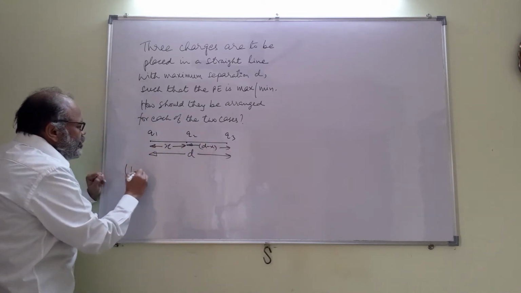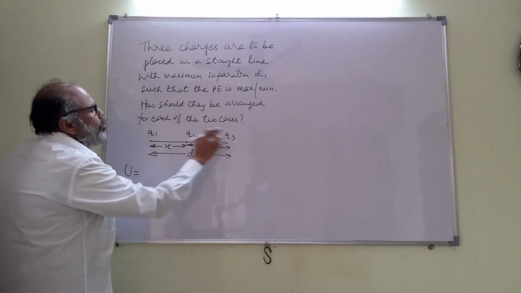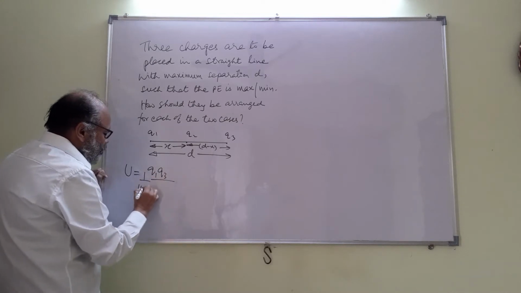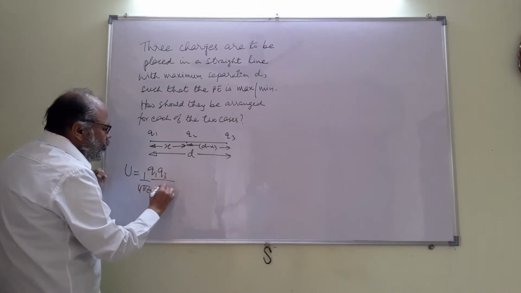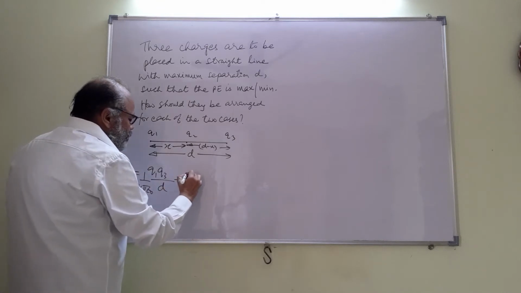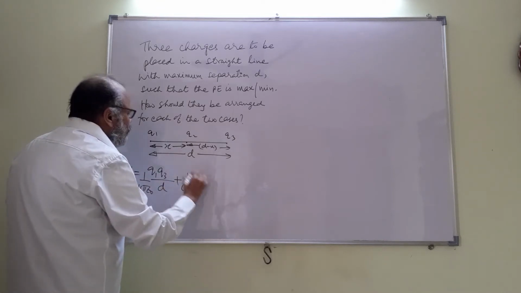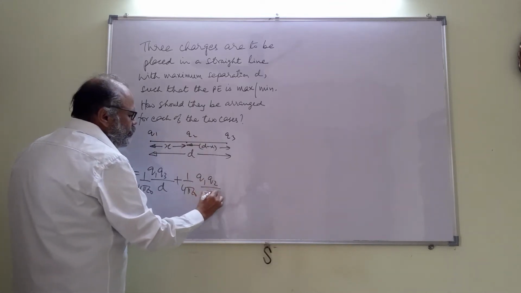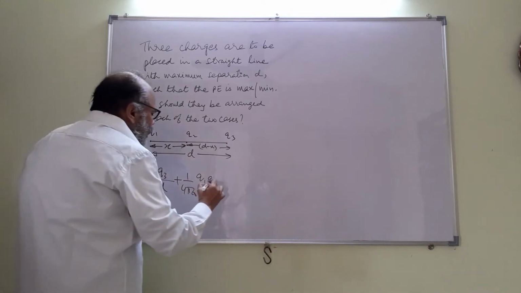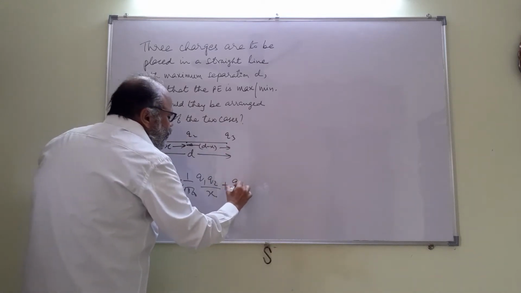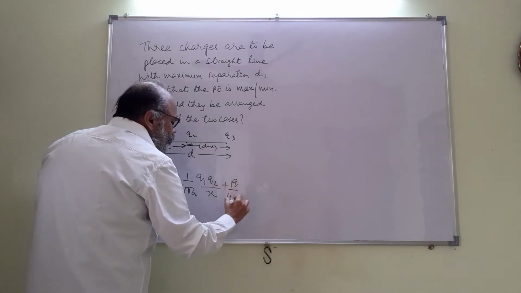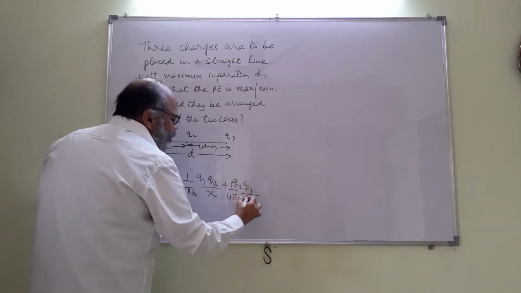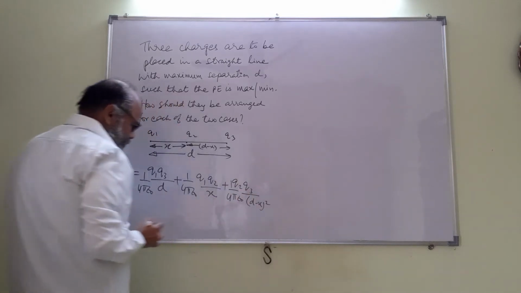The potential energy, there will be three potential energy terms: 1 by 4 pi epsilon naught Q1 Q3 by d, plus 1 by 4 pi epsilon naught Q1 Q2 by x, and the third term would be 1 by 4 pi epsilon naught Q2 Q3 by d minus x the whole square.